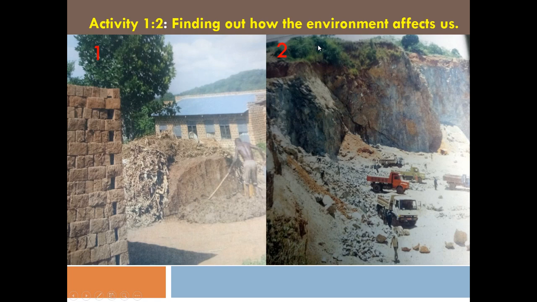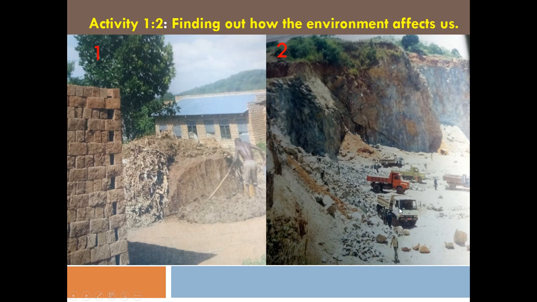We can grow crops here because there is vegetation, meaning there are some soils which we can use for growing crops. But can we grow crops here? No. Why? Because man has extracted stones, what we call quarrying, and the land has been destroyed. So that is an effect.